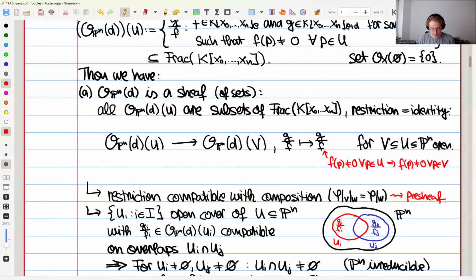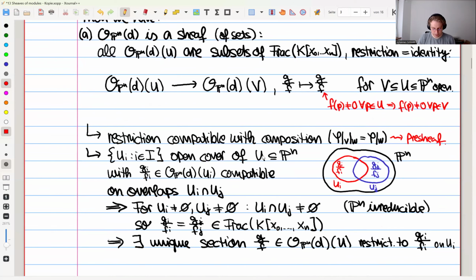For checking that it's a sheaf, assume you have some open cover of some open set inside P^n. On each element of this cover, you have these symbols G_i over F_i, and they should be compatible on overlaps. If these two sets are non-empty, then you have open non-empty subsets of P^n, and P^n is irreducible, and we already saw that then they must intersect in some non-empty open subset. The restriction given by the identity says that these two symbols should be identical in this fraction field. So on each element of the open cover, you actually had the same element of the fraction field.